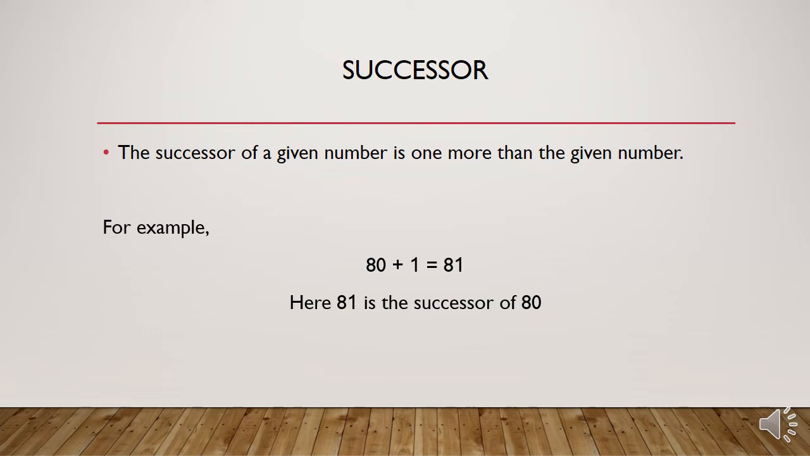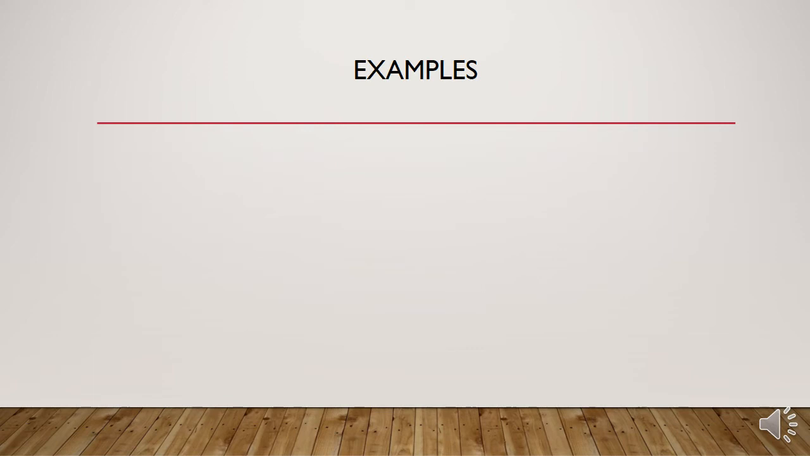You can see that the number is 80. If we subtract 1 from it, we get 79, and that number is the predecessor of 80. And when we add 1, it becomes 81, which is 1 more. And we get 81, which is the successor of 80. Let's see a few more examples of higher numbers.